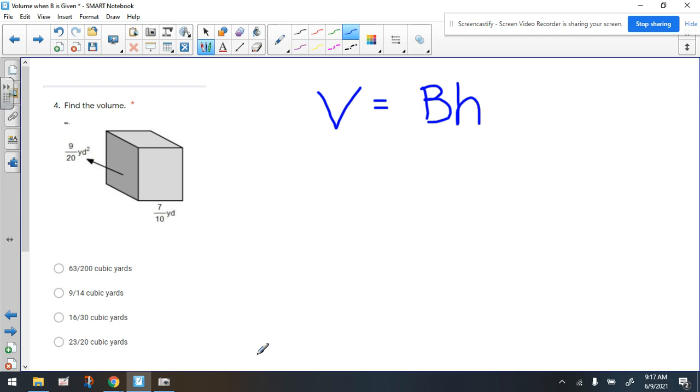So for number 4, this one's just a little more complicated, only in that it has fractions in it, and sometimes people get intimidated by that. But they're asking for the volume. You're given the base. This number right here gets substituted underneath big B, and this number gets substituted in as the height because it is perpendicular to the base. All right, so let's set that up for you. We have 9/20 being multiplied with 7/10. And just finish that up and you'll have the answer for that one.